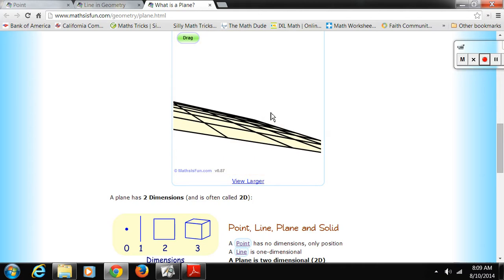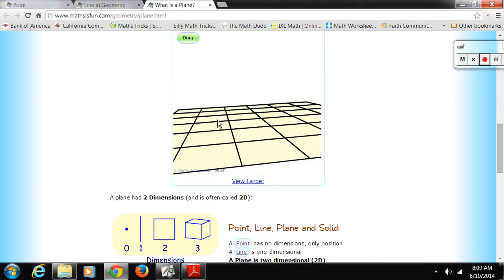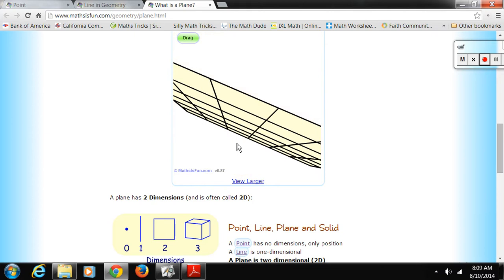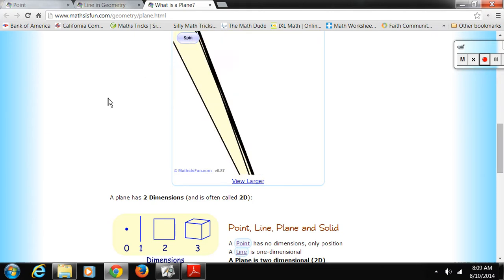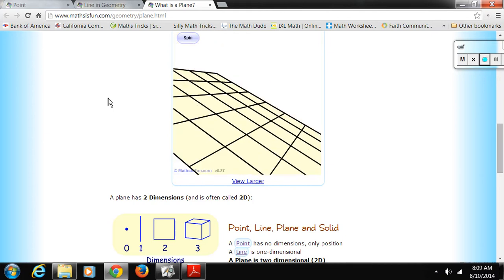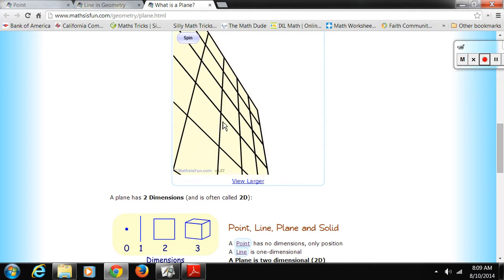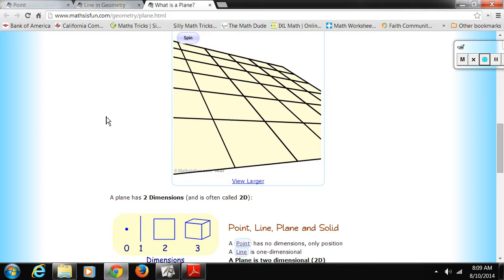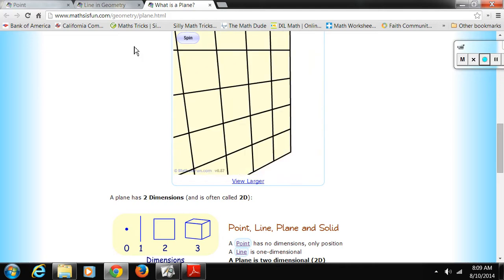So I can drag it around if I want to, or I can just have it spin. You can kind of see it. That's what a plane looks like. It's flat. Both sides are flat. You've got lines on the plane, because lines don't have thickness either. The plane doesn't have thickness, lines don't have thickness.